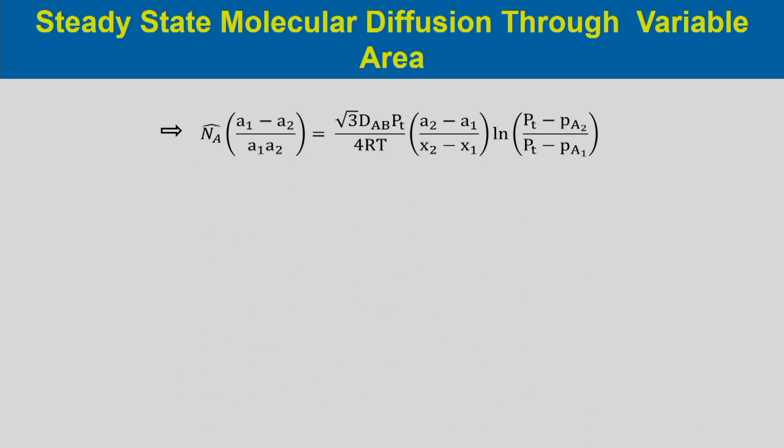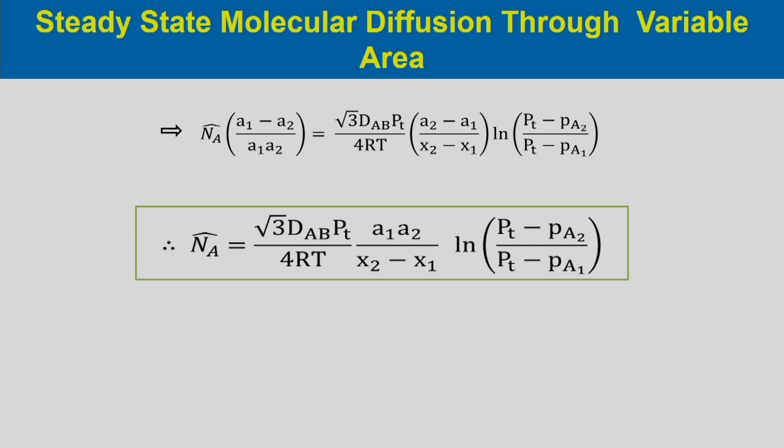So, now these equations we can just rearrange and simplify, from where we can write NA cap would be equal to root 3 DAB by 4 RT into PT into A1 into A2 divided by (x2 minus x1) into ln (PT minus PA2) by (PT minus PA1). So, this is the final equation for steady state molecular diffusion through variable area.